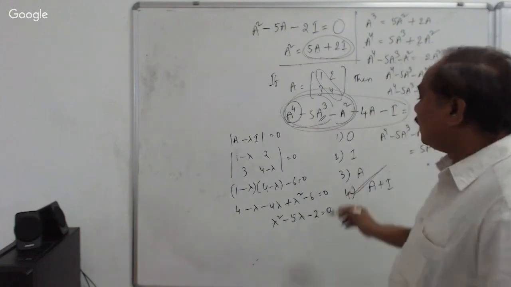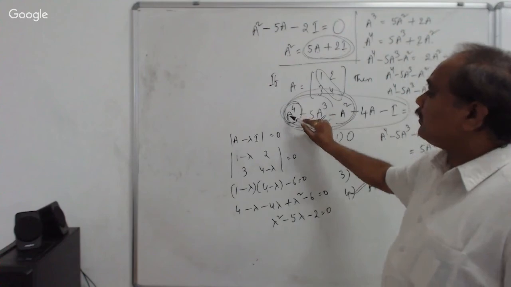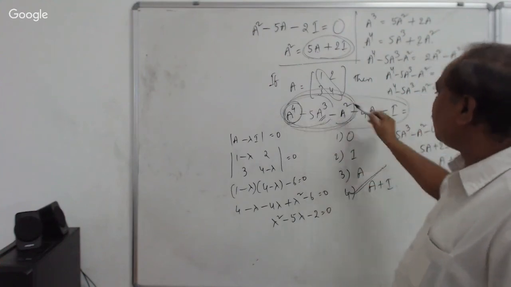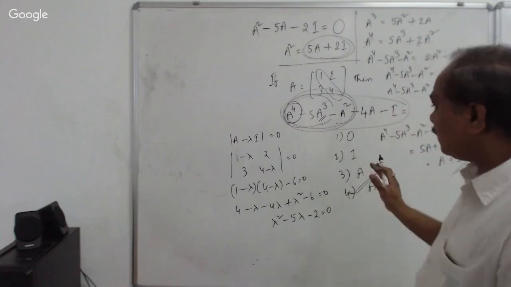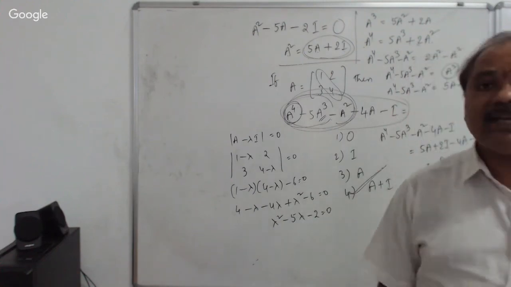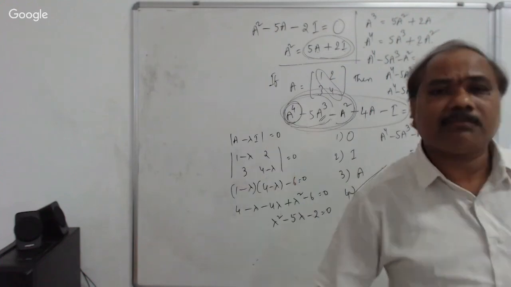Otherwise, directly you can find by finding A power 4, A cube, A square, and put them here. You get the answer. But that is comparatively lengthy, I think. Of course, if you feel it is easy, you can continue that method also.